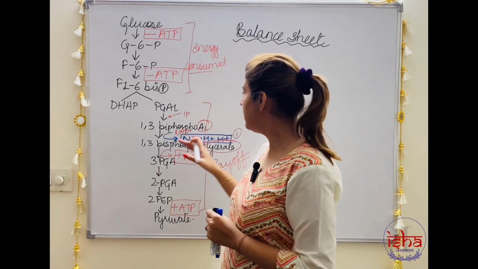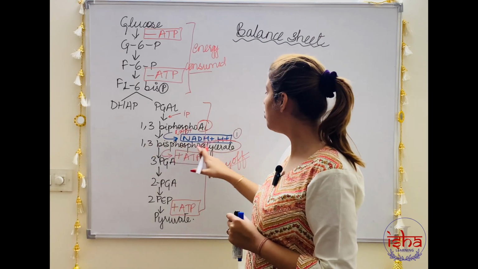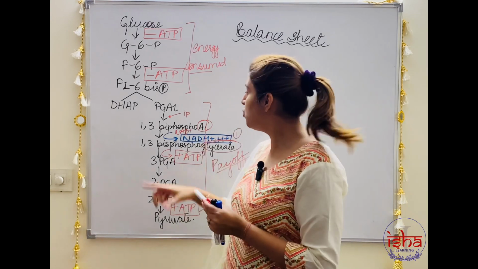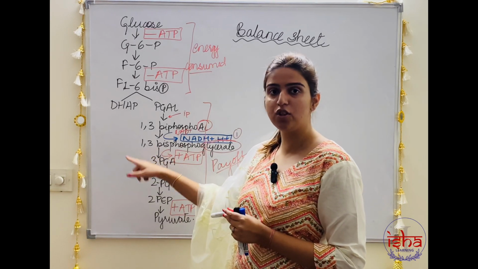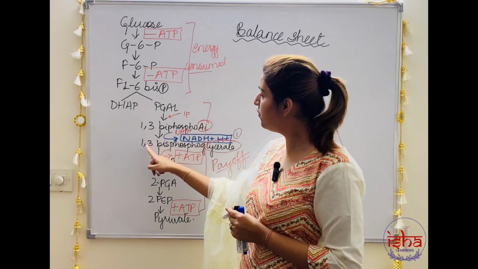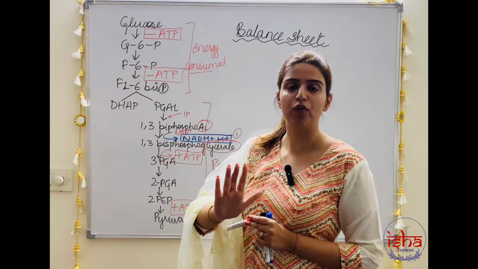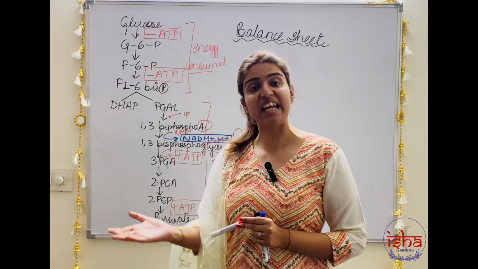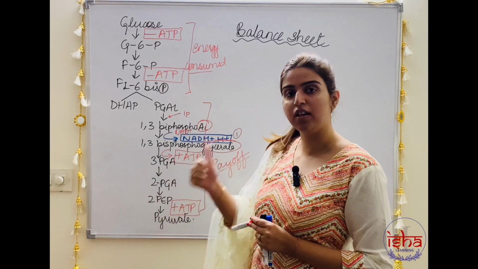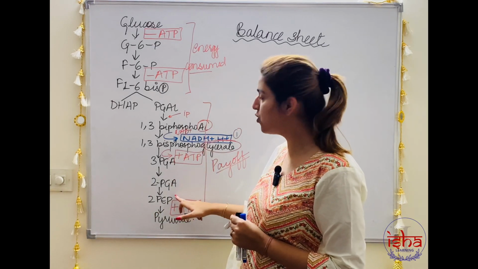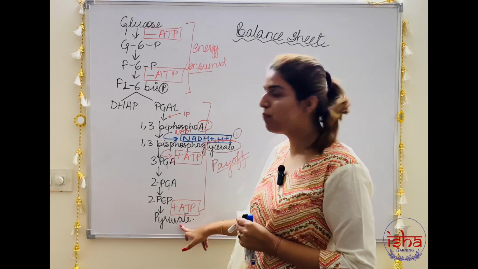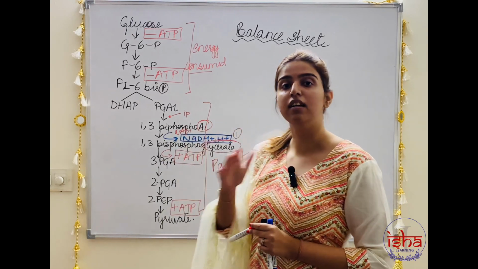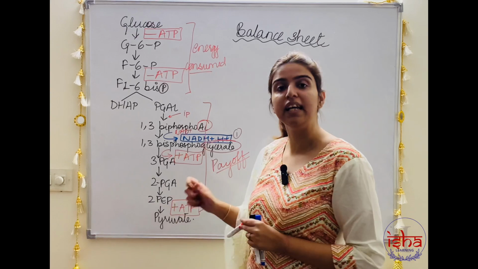Besides that, in the next step, when 1,3-bisphosphoglycerate is getting converted to 3-phosphoglycerate, you see there are 2 phosphate groups here at the first position and at the third position. One of the phosphate groups is going to get removed. This phosphate group is going to convert ADP to ATP. So one ATP is produced here. Similarly, in the step where phosphoenolpyruvate is converted to pyruvate, one phosphate group of the phosphoenol part is getting liberated. Again, that is going to give me ATP.